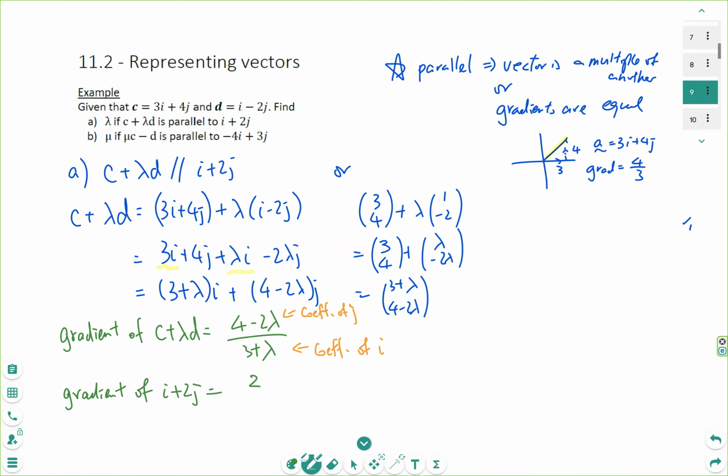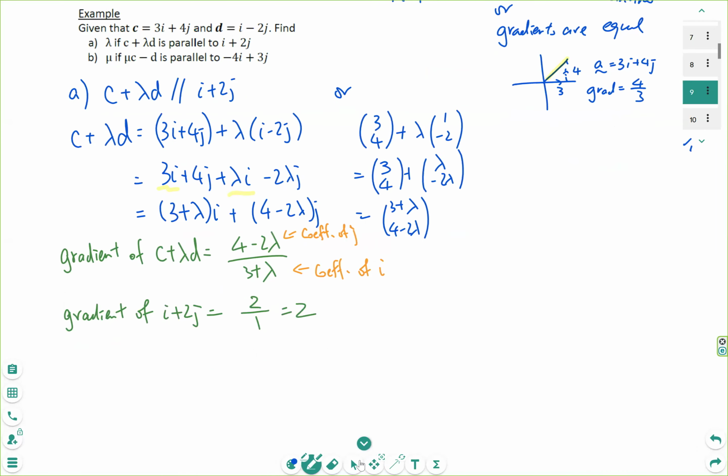That will be 2 over 1. The j component, the coefficient of j over the coefficient of i. So what do we know about them being parallel? If they're parallel, it means they're equal. So the next step, we can write (4 minus 2 lambda) over (3 plus lambda) equals 2.